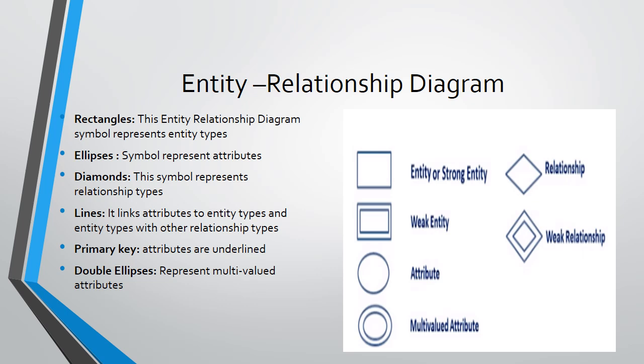Rectangle represents entity sets, ellipse represents attributes. Diamond means relationship set. Lines link attributes to entity sets and entity sets to relationship sets. Double ellipse means multi-valued attributes. Dashed ellipse means derived attributes. Double rectangle means weak entity set. Double lines mean total participation of an entity in the relationship set.